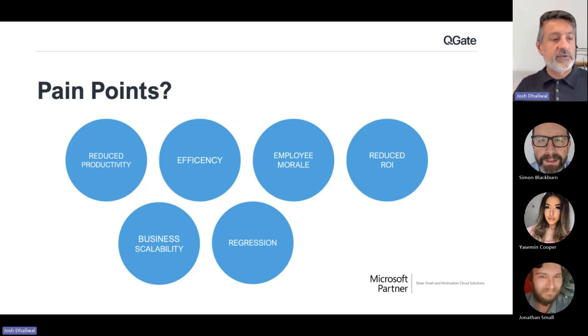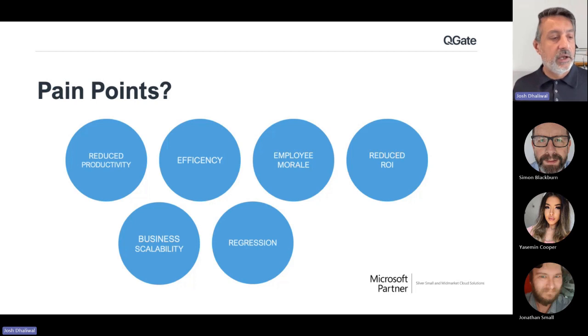To properly understand the consequences of user adoption failure, I want to look at some of the resulting pain points for businesses and organizations. We look, there's obvious reduced productivity and efficiency, which results in reduced ROI, not only in the business, but also from the project. Employee morale may be affected, and employees may start to question their suitability to the change and whether they still want to continue to work in this environment.